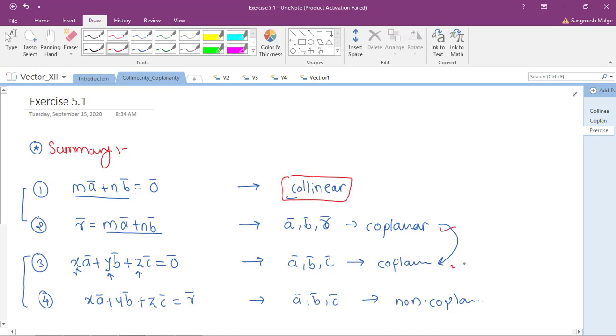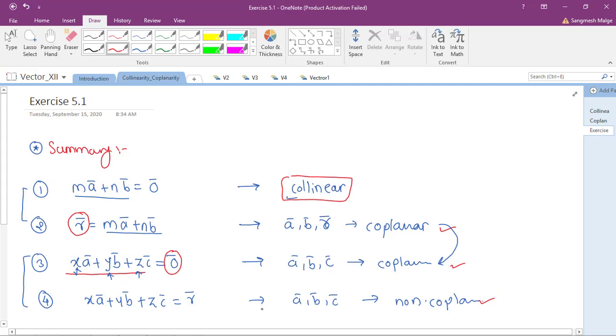बाकी के सब जो है ना वो कोप्लेनर के लिए कंडीशंस है. Okay, so if the linear combination of two vectors is not equal to 0, that is r bar, then it is coplanar. If the linear combination of three vectors is equal to 0, then we have coplanar. If it is again not equal to 0, then these are the non-coplanar vectors. Okay, so please make sure that you are understanding this concept.